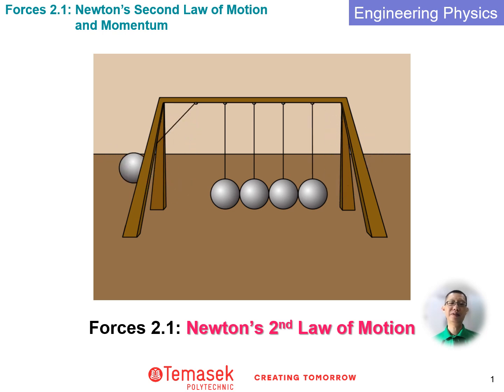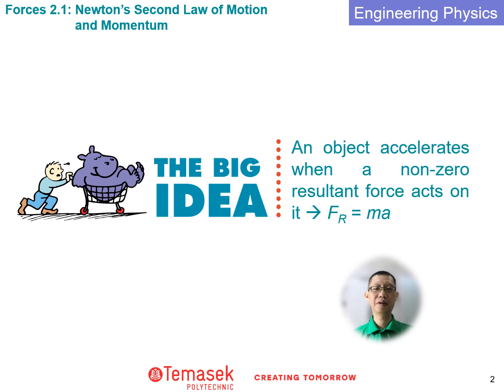Welcome everyone. In this lesson, we will be delving into Newton's second law of motion. This fundamental principle in physics is key to understanding how forces influence the motion of objects. This law, expressed mathematically as resultant force equals ma, forms the backbone of classical mechanics. It describes how forces cause objects to accelerate, linking mass, resultant force, and motion in a straightforward way.